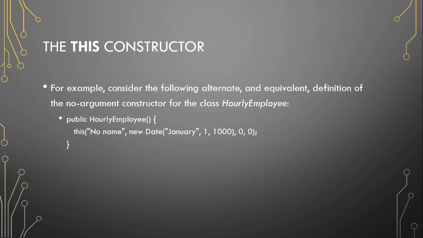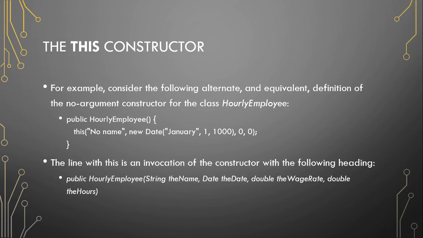So, for example, consider the following alternate and equivalent definition of a no-argument constructor for the class HourlyEmployee. Public HourlyEmployee, this, no name, new Date, January 1, 1000, 0, 0. The line with this invocation is a constructor with the following heading. Public Employee, String theName, Date theDate, double theWageRate, double theHours.